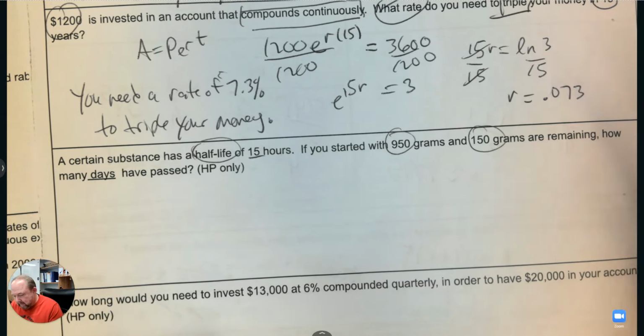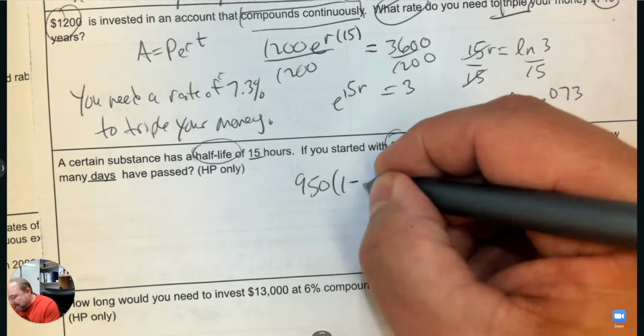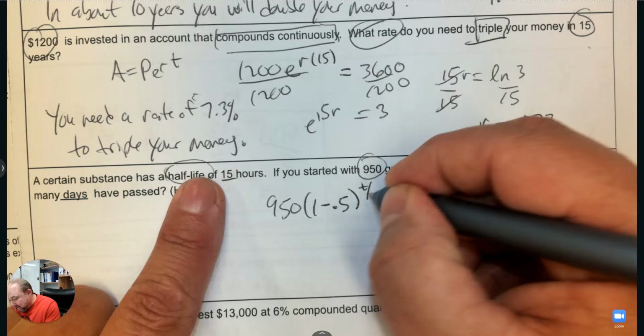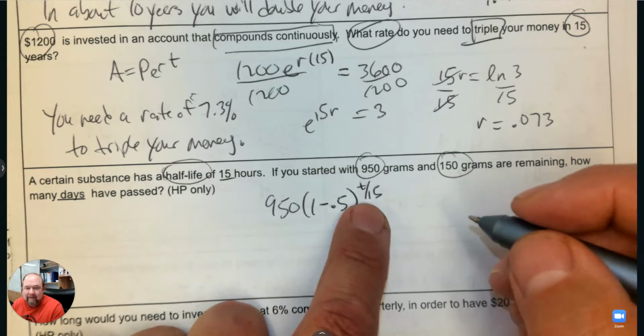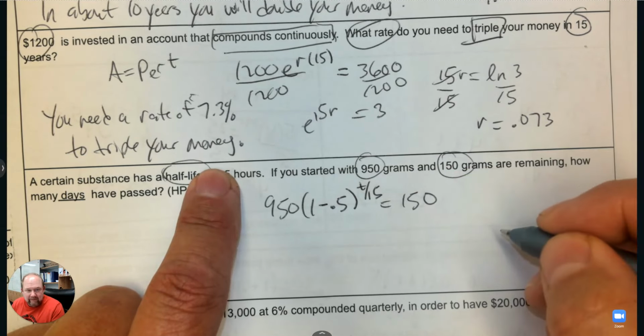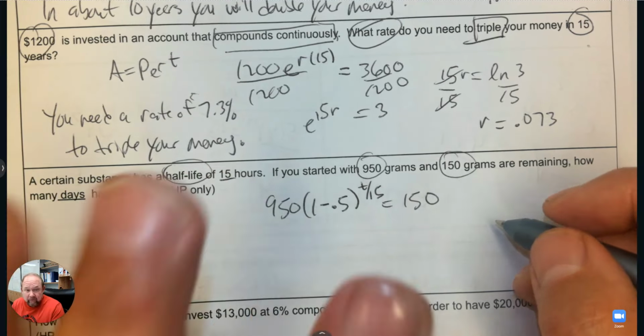So what's the formula we use? So we started with 950 grams. 1 subtract half means 0.5 is the rate. And then it's every 15 hours. So it's T divided by 15. And the end result is 150. So there's the setup to solve for. And again, it says days, not hours. So we'll get to that.